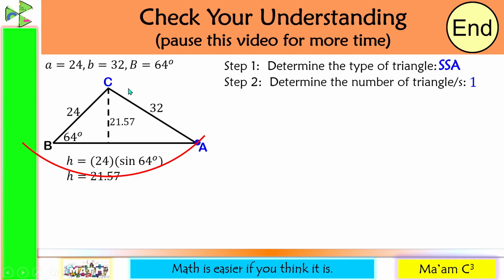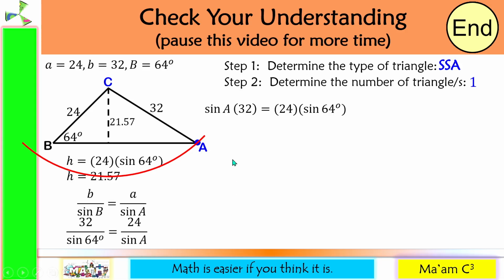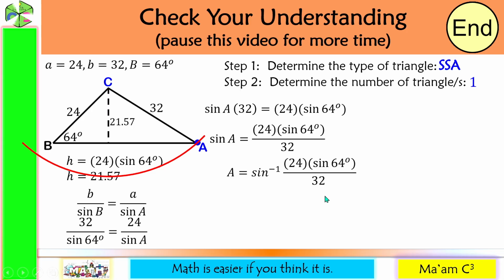So, let us start. I'll be needing B over sine of B, and then A over sine of A to solve for angle A. Substituting, I have 32 over sine 64 equals 24 over sine of A. Cross multiplication, I need sine of A. I'm going to divide this by 32. I'm after the angle, so I'll be needing arc sine. Compute this in your calculator. This should be equal to 42 degrees. So angle A here is 42 degrees.